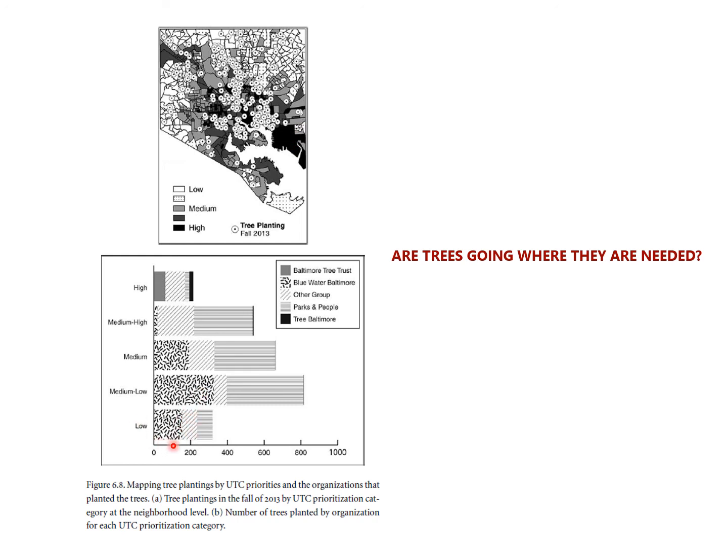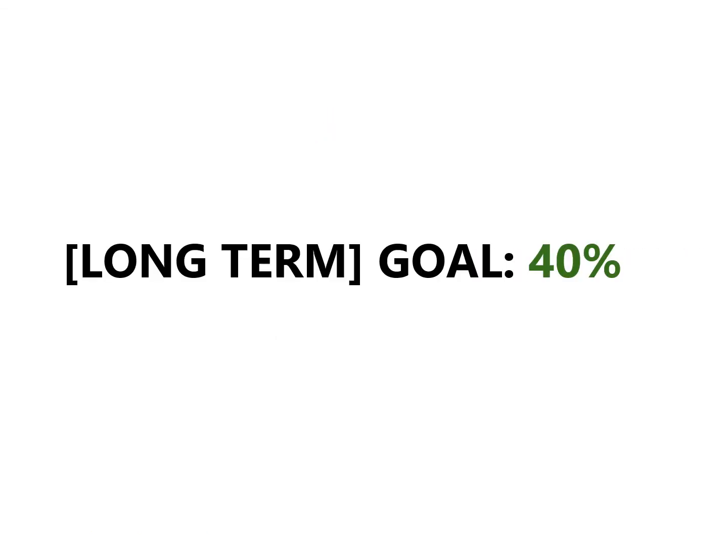And there's less going into the low priority areas, which is okay. That's a low priority area, but you really want to see more tree planting going on in the high priority areas. So the trees are sort of a mixed bag. Some of the trees were going where they needed to be. Some of them could be going in better places. And so that's kind of all the data that they collected about this.